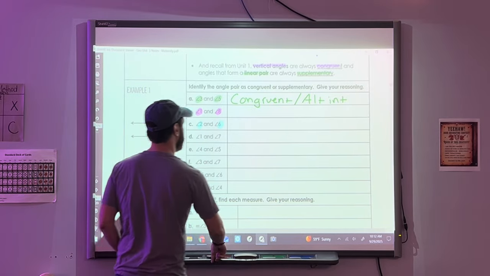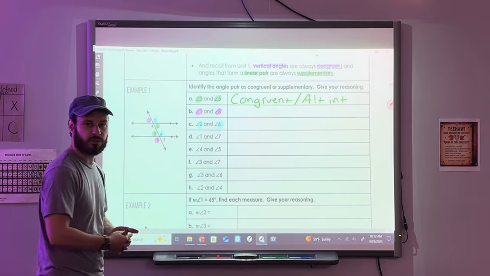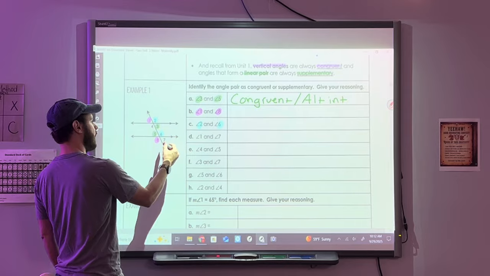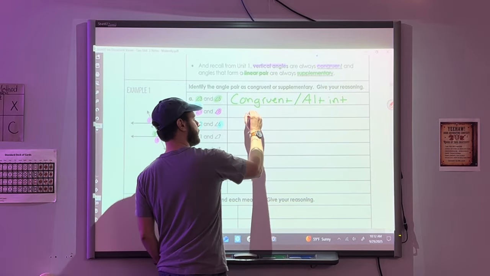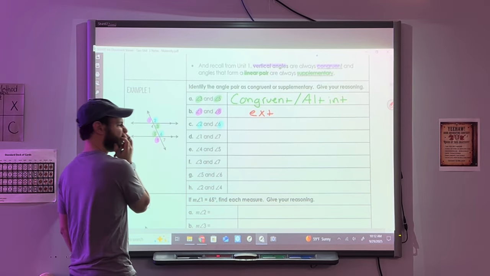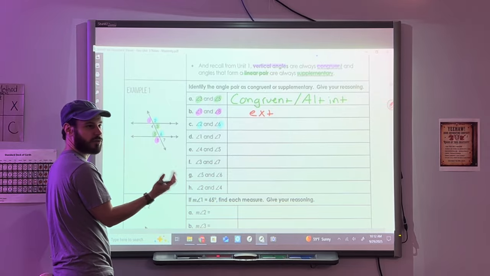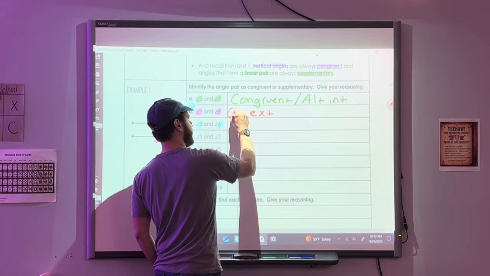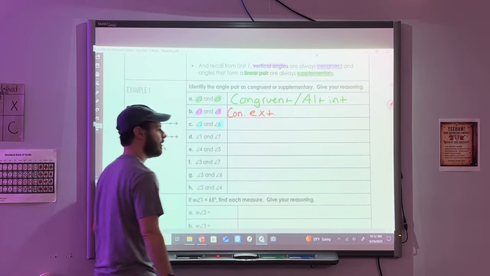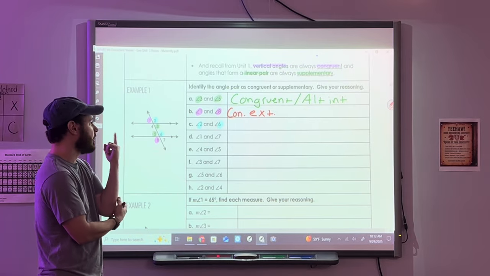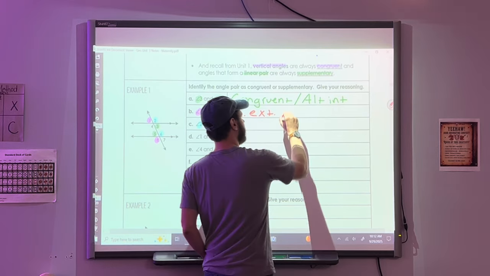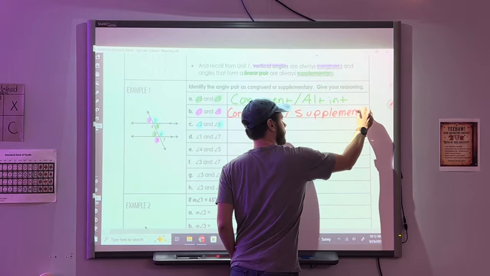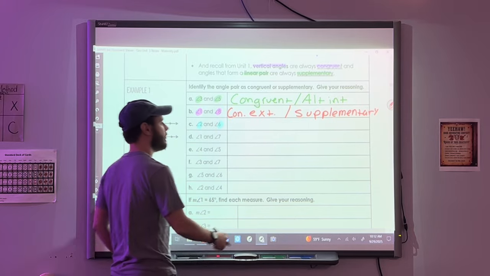The other one here, 1 and 8. Well, let's identify what angle relationship 1 and 8 have. They're both on the outside of the hamburger, so they're exterior. I know that for sure. Now to figure out if they're same side or alternate, it looks like they're both on the left. So I'm going to go consecutive exterior, and up there, consecutive exterior tells me that they are supplementary. These will add up to be 180.